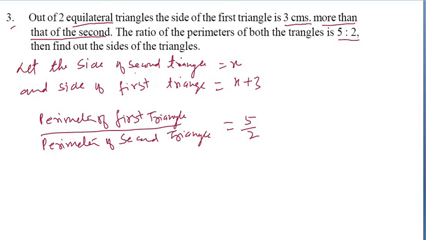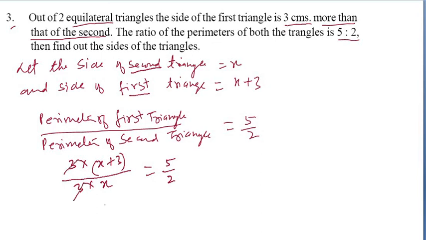Here, the second triangle is x and the first triangle is x plus 3 because it is given there. So perimeter is 3 times the side, so 3 into x plus 3, and here perimeter is 3 times x. So which is given as 5 upon 2. So 3 will be cancelled out and do the cross multiplication. So 5 of x is equal to 2 into x plus 3. Now multiply inside, so it becomes 2x plus 6.